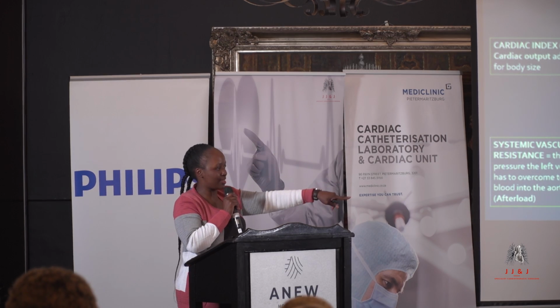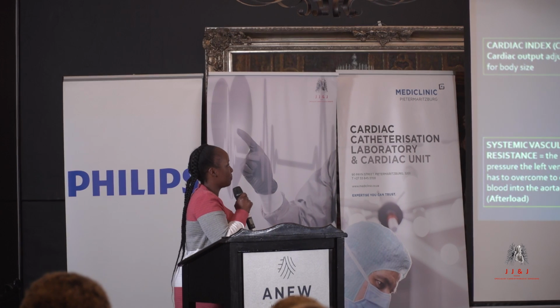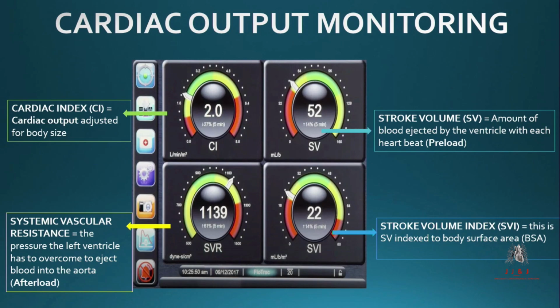I was supposed to do a demonstration, but because of time, we're just going to look at the board because they're exactly the same. So on your monitor, you've got a stroke volume, which is the amount of blood ejected by the ventricle with each heartbeat, and it's measured in mils, of which, if we look, we've got 52. Our normal stroke volume should be 60 to 70 mils. Then we've got a stroke volume index. Anything with an index on our cardiac output monitor means it's indexed to specific body surface area.